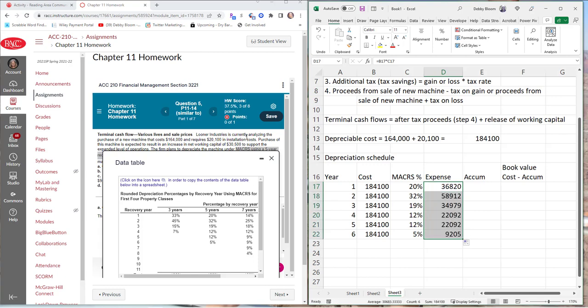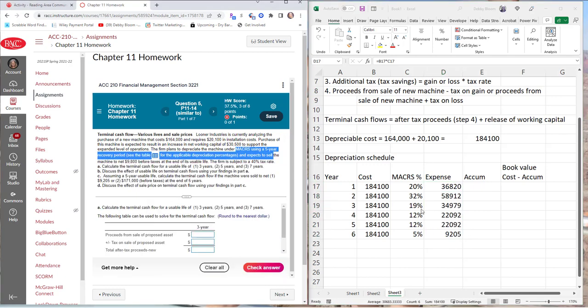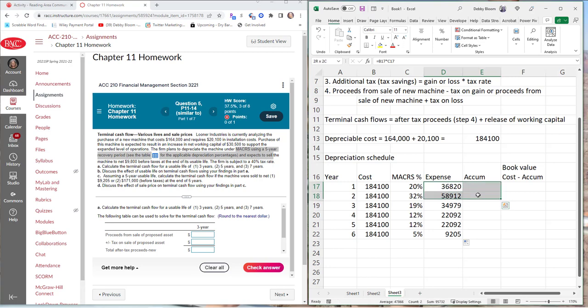Year's expense. So the first year we have $36,820, and we see all of the different expenses for each one of the years. So remember, year 1 is $36,820. Year 2 is the 36 plus the 58. Year 3, 36 plus 58 plus 34. Year 4, 36 plus 58 plus 34 plus 22. So I showed you how to do this in one formula.